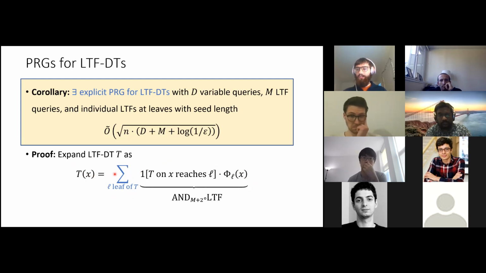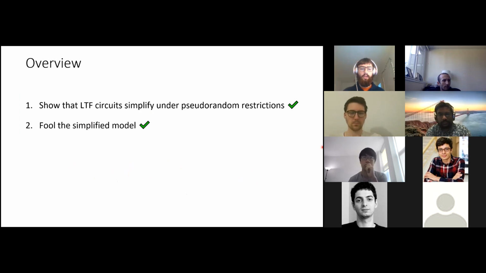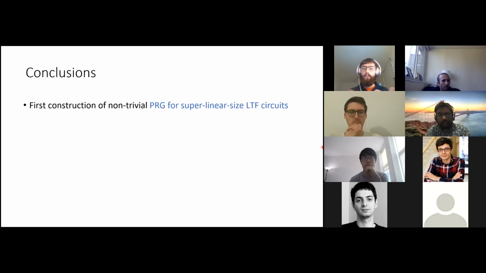This is quite a large sum, right? We're summing over a lot of leaves of this decision tree, because remember, it's near maximal depth. And so that's why it was important that we fool polytopes with really, really small error, because that error is going to get blown up by this giant sum. But if you work out the parameters, it works and it stays non-trivial in the end. So that's the end of the second step. And that's the end of the sketch, at least, of the proof of this whole main theorem, that we get the first construction of a non-trivial pseudorandom generator for superlinear size LTF circuits.